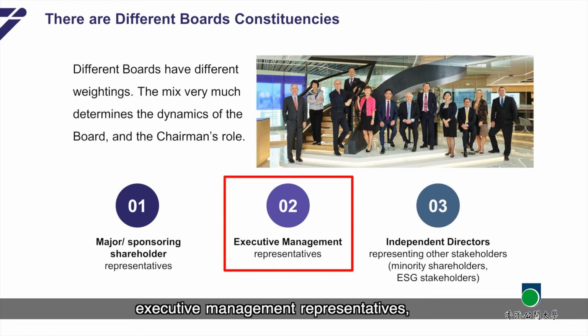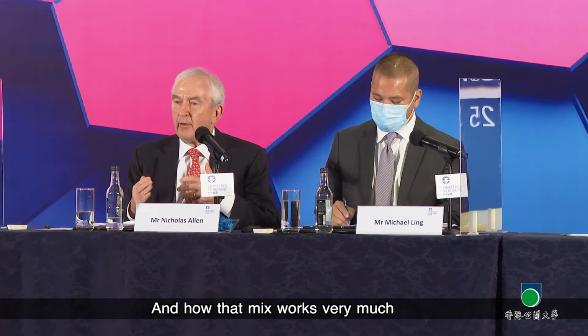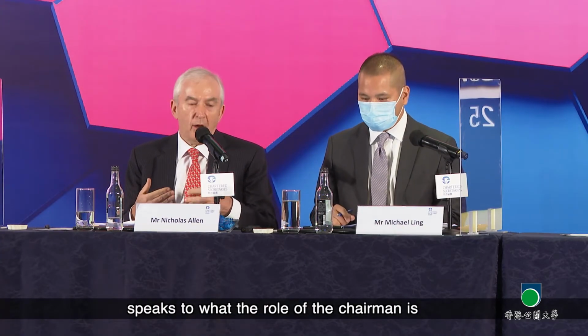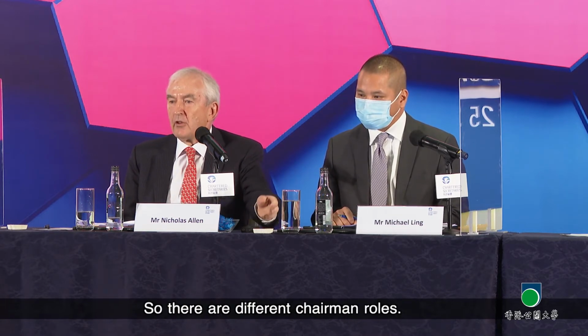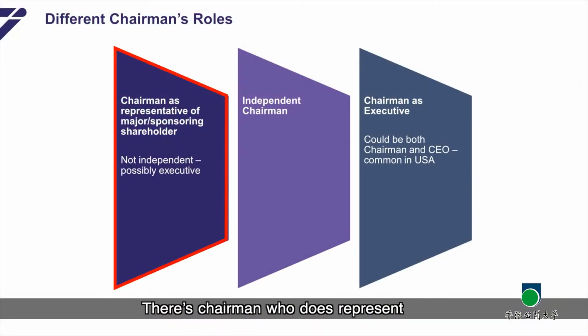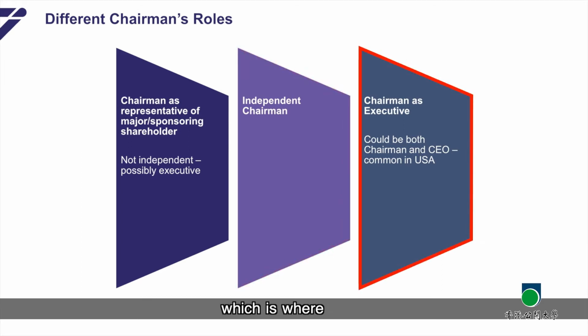Boards will also have executive management representatives, and they will also have independent directors. And how that mix works very much speaks to what the role of the chairman is and how the chairman should speak in those circumstances. So there are different chairman roles. There's a chairman who does represent the major sponsoring shareholder. He's normally not independent because of that. He may be executive. And then you can have a genuine independent chairman. And then you can have the US model, which is where commonly CEO and chairman are the same person, and all of those have different dynamics.